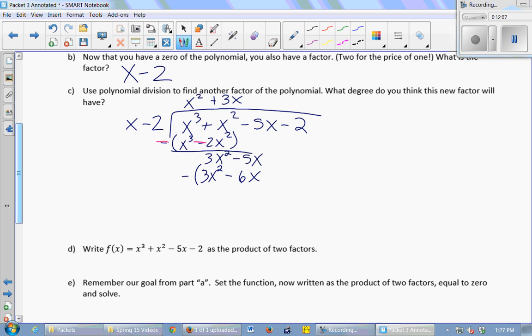And I subtract. The 3x squareds go away. Negative 5x minus negative 6x is x. This is negative 5 minus negative, so it's really plus. Negative 5x plus 6x is x. Bring down the minus 2. Works out so perfectly. And then x times what gives you x? 1. Distribute, you get x minus 2, subtract, remainder 0.